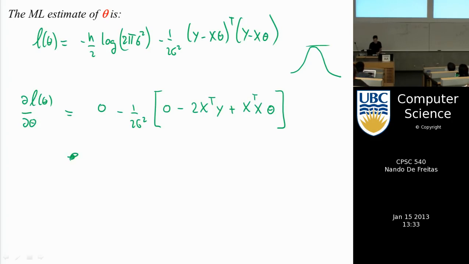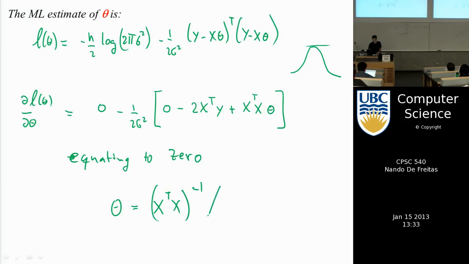And now if we equate to zero, we get theta is equal to (X transpose X) inverse X transpose y. Okay. So no surprise. The theta maximum likelihood, I'm going to put an ML there to indicate that it's the maximum likelihood, is the same as the theta least squares, because the negative log of a Gaussian is just the quadratic function.